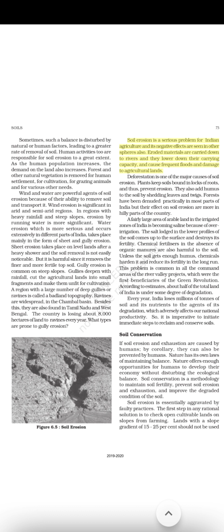Soil erosion is a serious problem for Indian agriculture and its negative effects are seen in other spheres also. Eroded materials are carried down to rivers and they lower their carrying capacity and cause frequent floods and damage to agricultural lands. Deforestation is one of the major causes of soil erosion. Plants keep soils bound in locks of roots and thus prevent erosion. They also add humus to the soil by shedding leaves and twigs. Forests have been denuded practically in most parts of India, but their effects on soil erosion are more in hilly parts of the country.